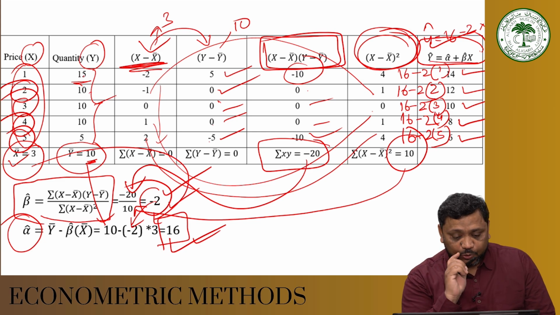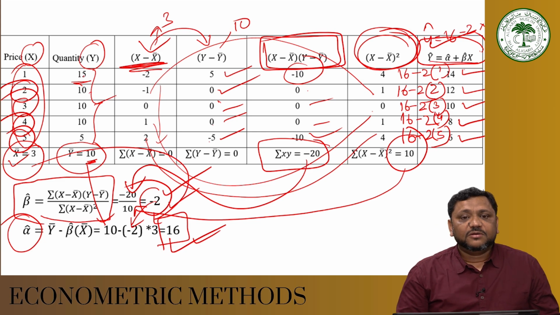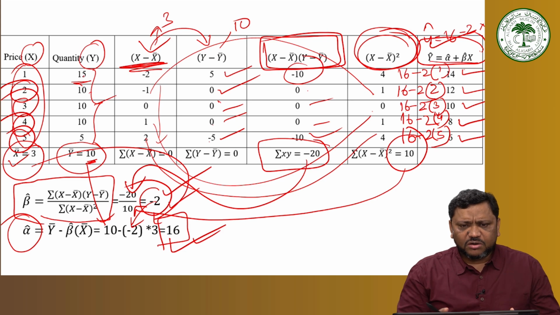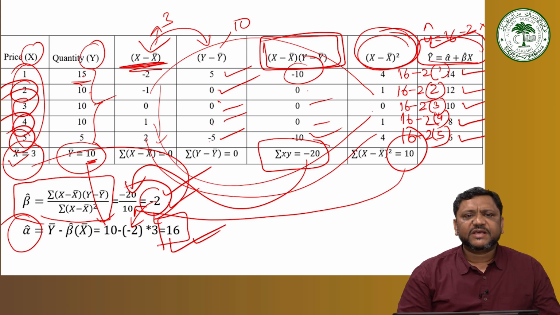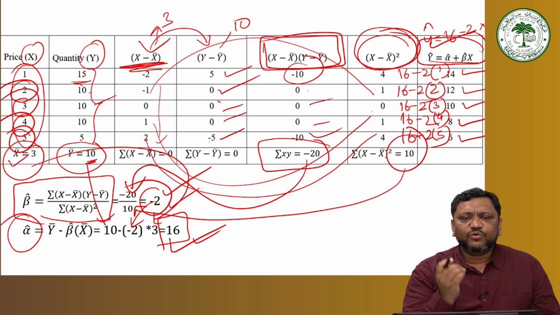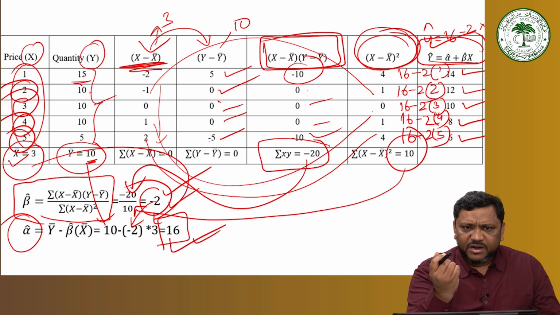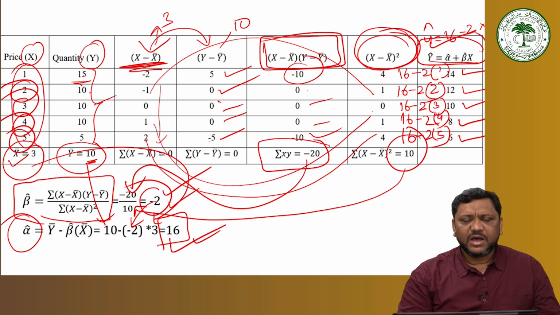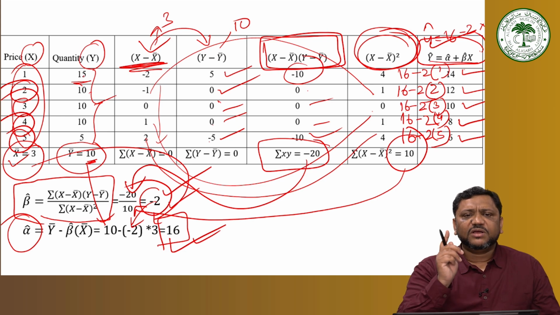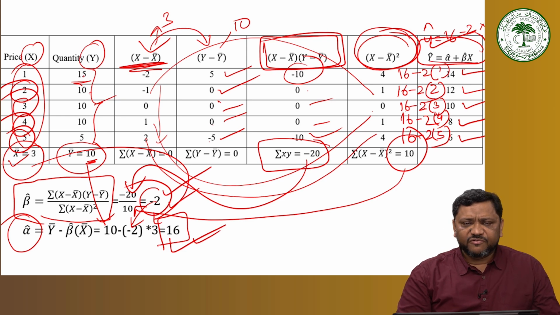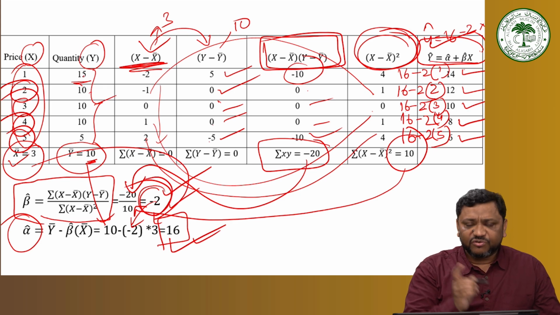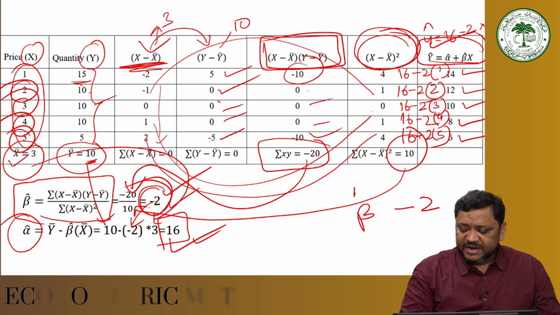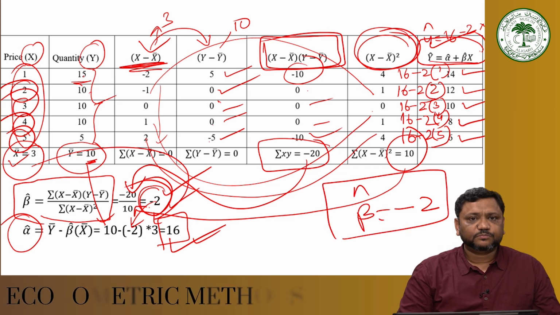It represents the slope. It means that in a broad context, although there are other things, generally we can say that when there is a 1 unit increase in the independent variable, I repeat, when there is a 1 unit increase in the independent variable, the dependent variable decreases by 2 units. Why decreases? Because here it is minus 2. The value of beta hat is minus 2.